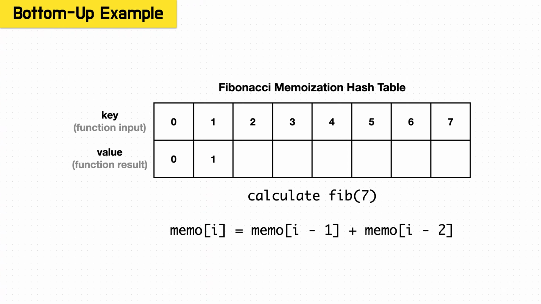Then to find any given Fibonacci number, it's simply the sum of the two prior numbers in the sequence. So for example, memo of 2 is going to be memo of 1 plus memo of 0. And then we continue to build up the solution along the way, where we calculate any given number by summing the two prior numbers in the sequence, or using the solution from those numbers' subproblems. So let's walk through that now.